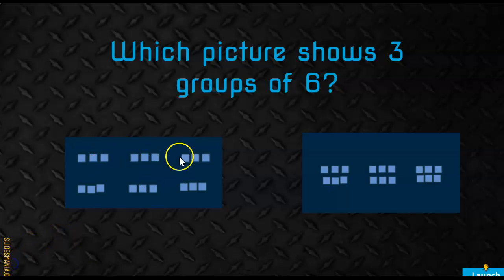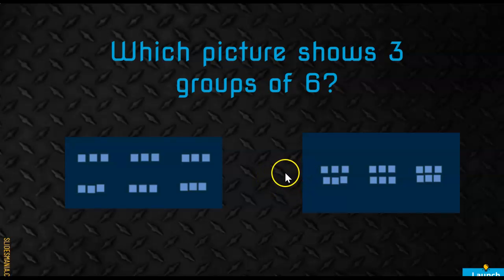The diagram on the left represents 6 groups of 3. I've got one group right here, a group of 3, another group of 3, my third group of 3, fourth group, fifth group, and sixth group. So this is 6 groups of 3 over here, and this is 3 groups of 6. But both of them have the same product, which is 18.